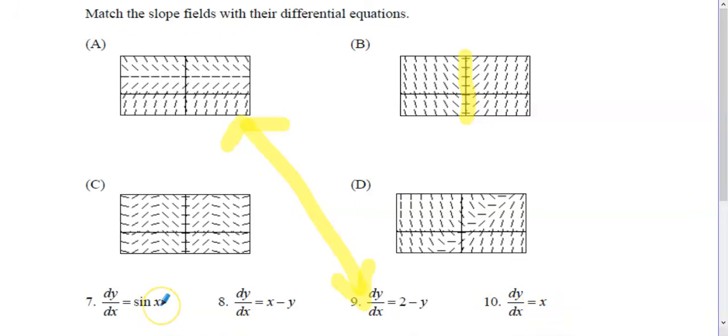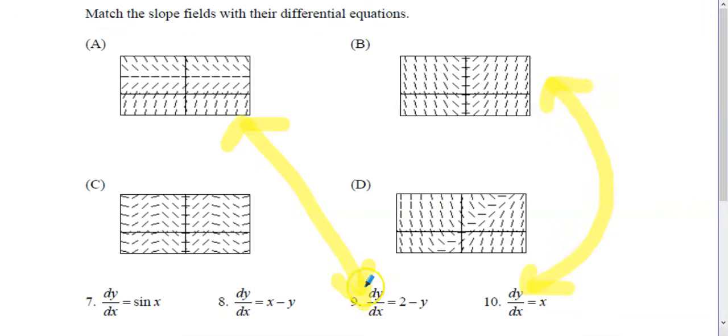If x is negative here, well, if I do sine of negative pi by 2, I get negative 1. But if I do sine of negative 3 pi by 2, that's positive 1. So this isn't always going to be negative if x is negative, but this one is. And that's pretty much the clincher here, so we'll get rid of that, and we will match up slope field B with differential equation number 10.